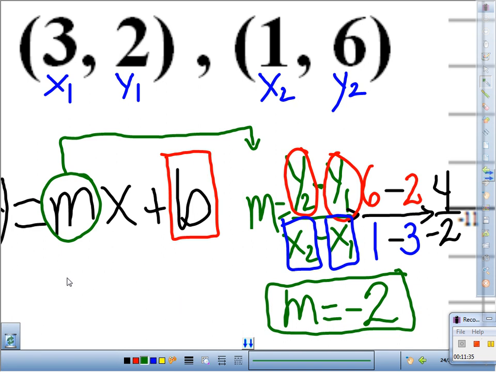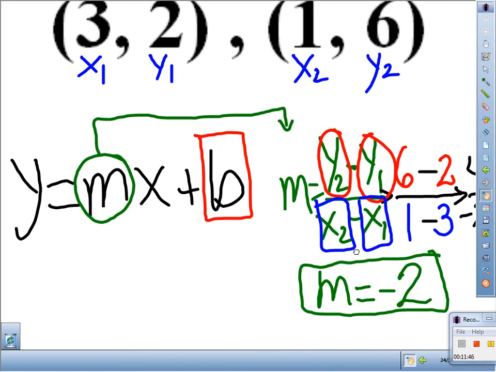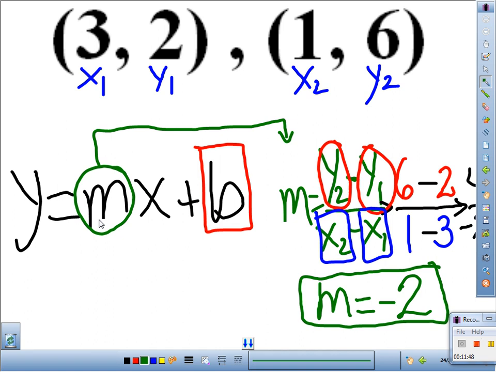Then we go back to our original equation. And what do we write underneath the m? Negative 2. Now, since the slope is not a fraction, does it matter which point I use? No, it could be either, because both of them are on the line. Hands if you want to use the first point. Hands if you want to use the second point. Okay, let's use the first point.